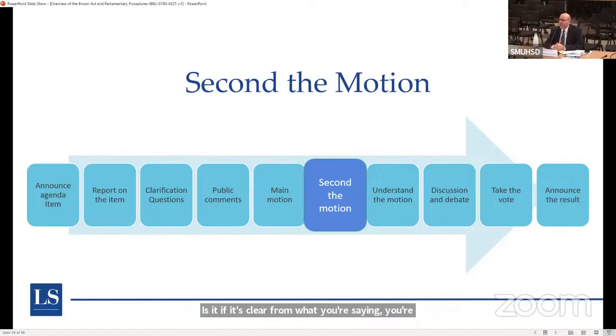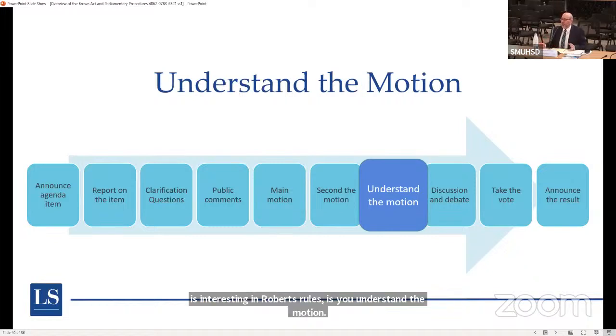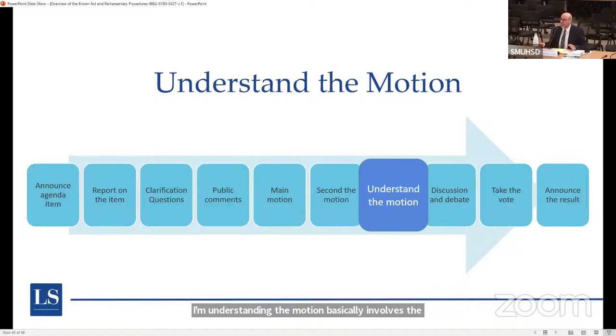So the next step is to second the motion. If the motion isn't seconded, it's over. The item didn't pass, you move on. The next step, which is interesting in Robert's Rules, is you understand the motion. Understanding the motion basically involves the board president looking at everybody and saying, you got it? In Congress, they would read the whole thing again, which again gets really cumbersome.